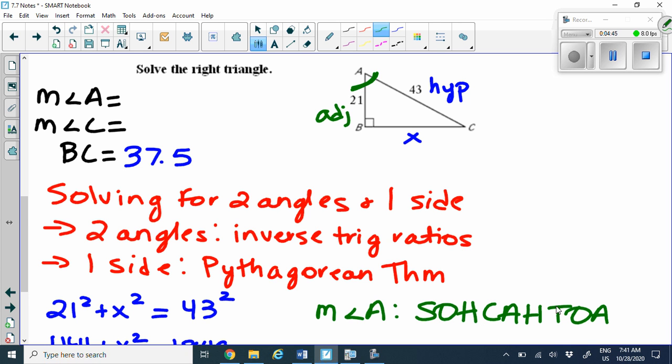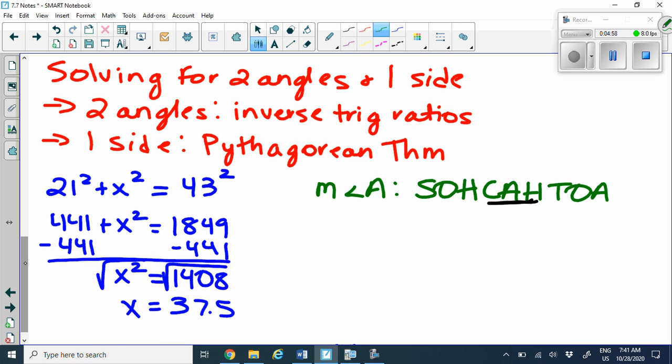If we look at our Sohcahtoa, we want to look for A and H. If we look here, notice A and H is with our cosine. So we're going to use cosine and the inverse of cosine to find angle A. So I'm going to write cosine of A equals, our adjacent side is going to be 21 and hypotenuse is 43.